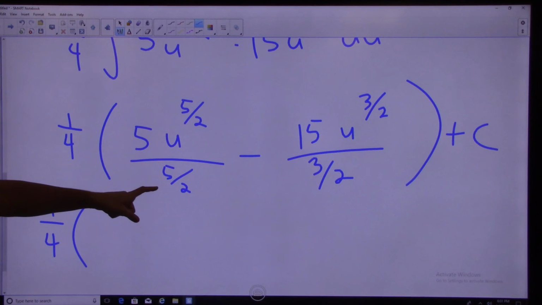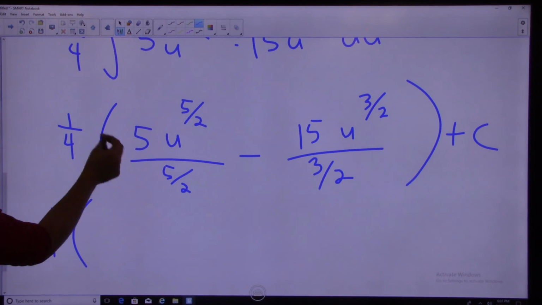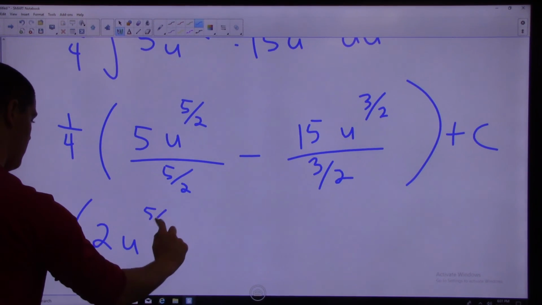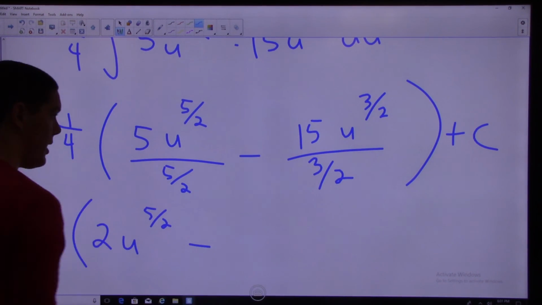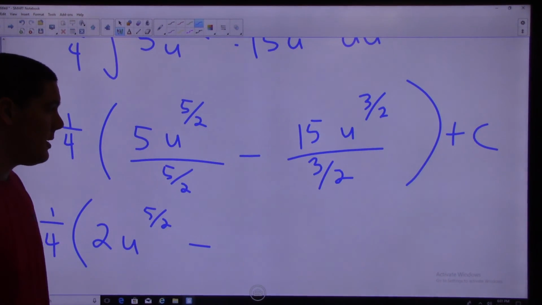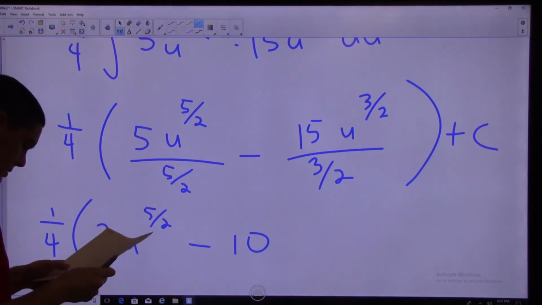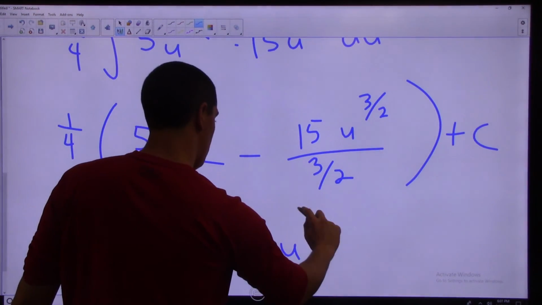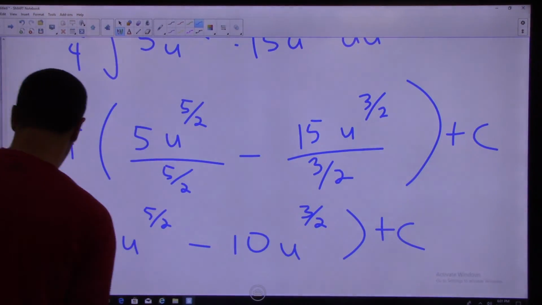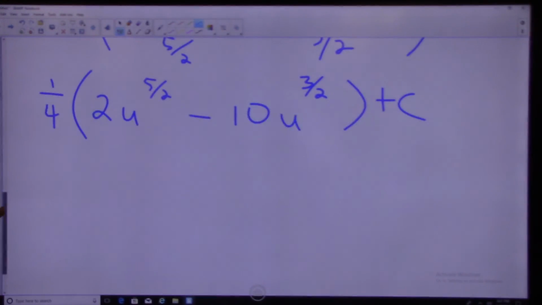Okay? All right. So, just simplifying a little bit more. Instead of division by 5 halves, I can multiply by 2/5. 2/5 times 5 is just going to be 2. Okay? Instead of dividing by 3 halves, I can multiply by 2/3. 2/3 of 15 is, I think, 10. Yep, that looks right. 10u to the 3 halves. We still got this plus c. And what I'm going to do is multiply by 1/4 through here now. So let's multiply everything by 1/4.